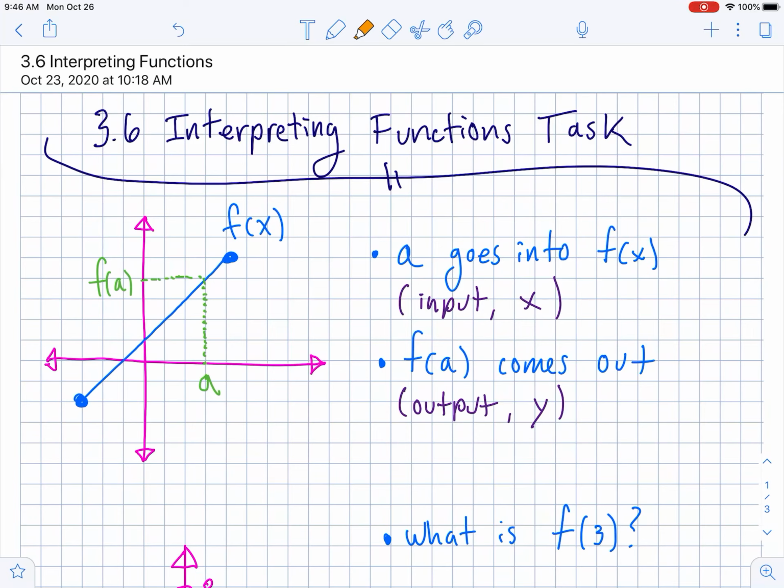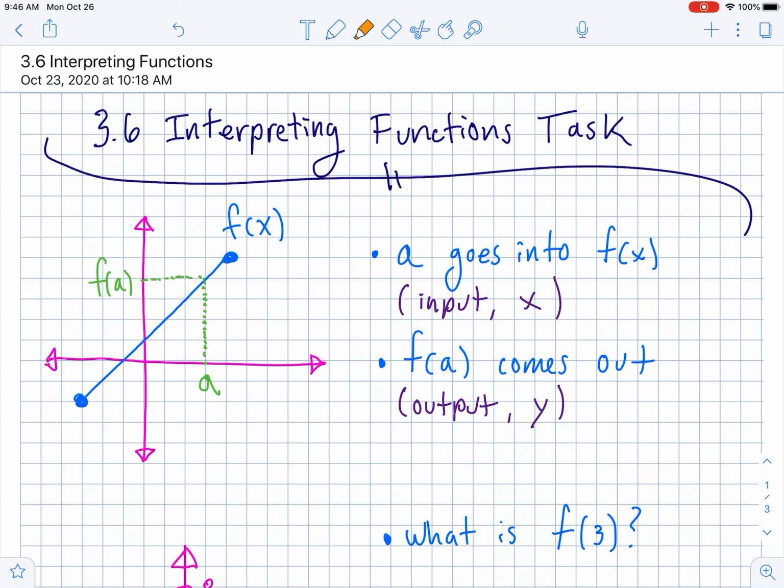All right, AGS1, we are back with 3.6 Interpreting Functions task. Now, you guys, today's video, I'm going to walk you through some similar type problems to the formative, but they're not the exact numbers, so watch out for that.